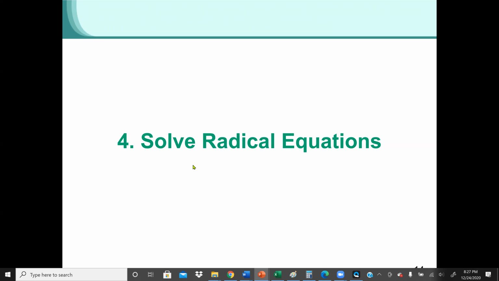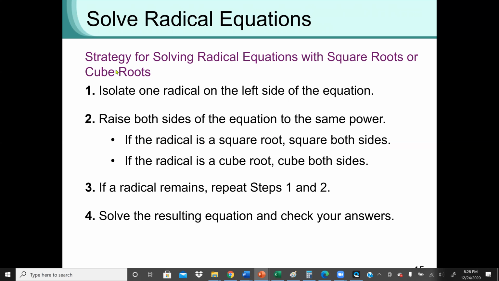Now let's solve a radical equation. We say the strategy for solving radical equations with square roots or cube roots. The first step, make sure we isolate one radical on the left side of the equation. Then we are going to raise both sides of the equation to the same power. Now, if the radical is a square root, then we square both sides. If the radical is a cube root, then we cube both sides. Now, if the radical remains, then we repeat steps 1 and 2 again until we remove them. Then we solve the resulting equation and check our answers.